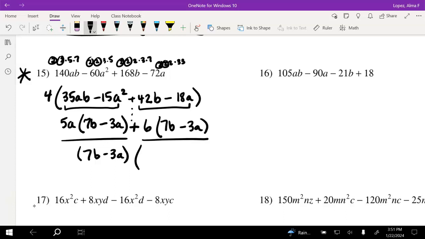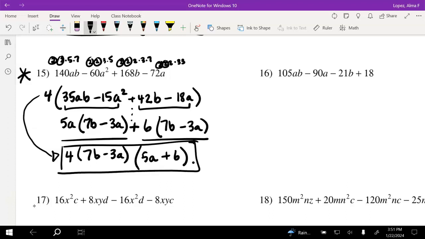And what is left when I factor that out of the first term is a 5a. What I get when I factor the 7b minus 3a out of the second term is a plus 6. I'm not quite finished. Remember the 4 that we took out at the very beginning? He's our final answer. All right.